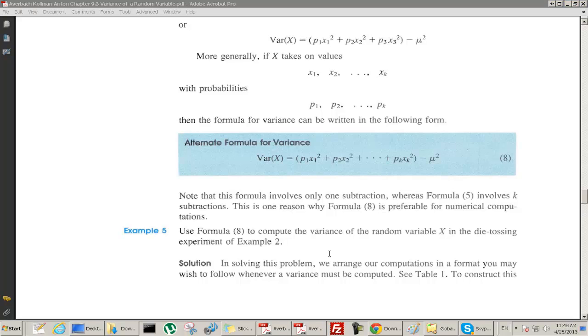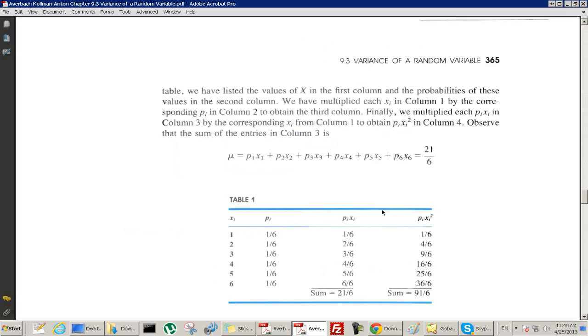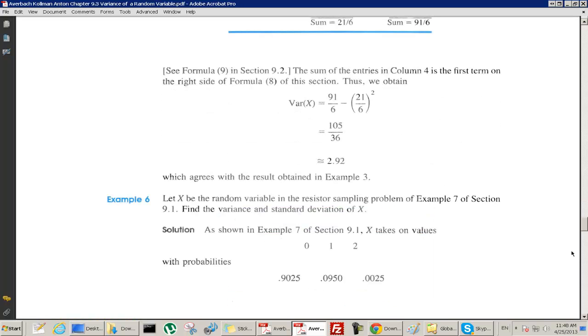So maybe this is going to be easier, and they say, let's try it. Do it for the same random variable in the die tossing example. So first they calculate the mean, which is 21 over 6, which of course is what we said, which is 3.5. And then they do the calculations, they get this. So you can check that yourself.